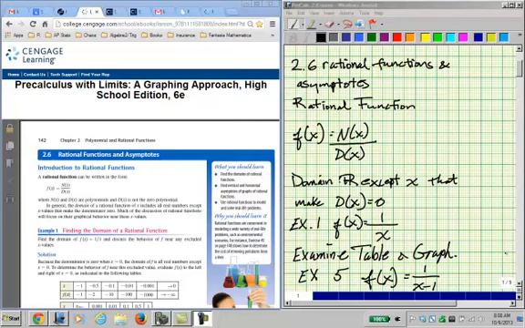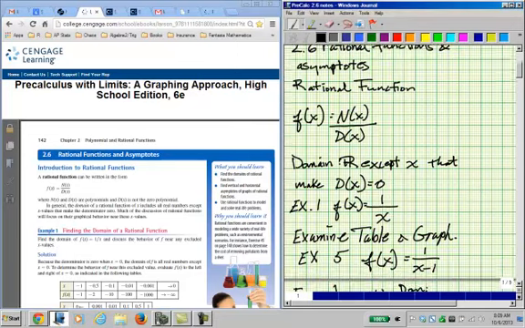This is a brief introduction to 2.6, rational functions and asymptotes. We're going to be working with this form here, f of x equals n of x, standing for numerator of x, over d of x, denominator of x. Now the domain for this function is all reals except x that make d of x equals 0.